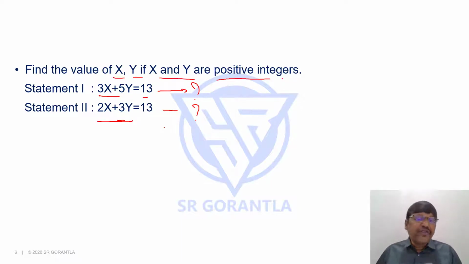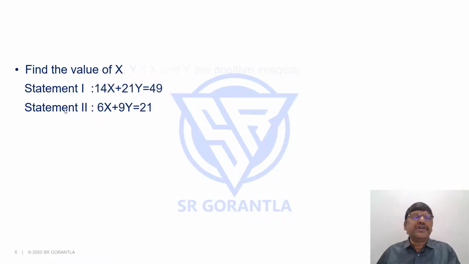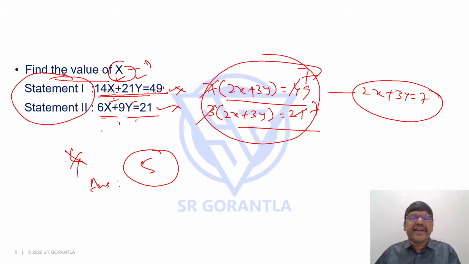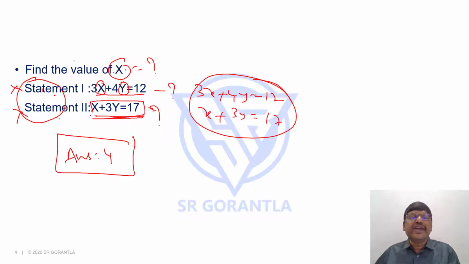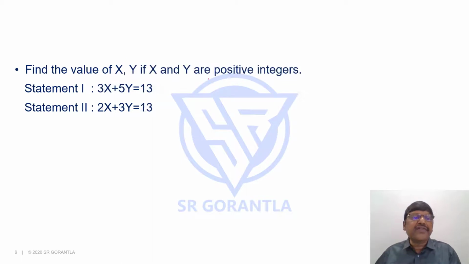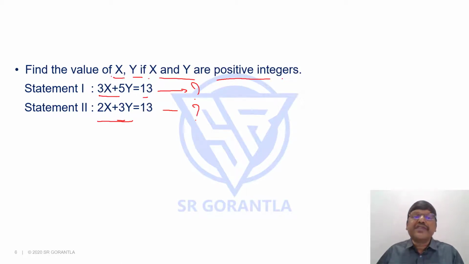Now, students, I'm afraid here also you may try and say that maybe both statements are sufficient, or both statements may not be sufficient. You may say one of them. That's where this question is completely different from the previous two questions. Students, in the previous two questions, if you observed, I'm just asking you to find the value of x. Did I give any conditions on x and y here? No, I didn't give any condition on x and y. But if you see this third question that I gave you, I said find the value of x and y if x and y are positive integers.